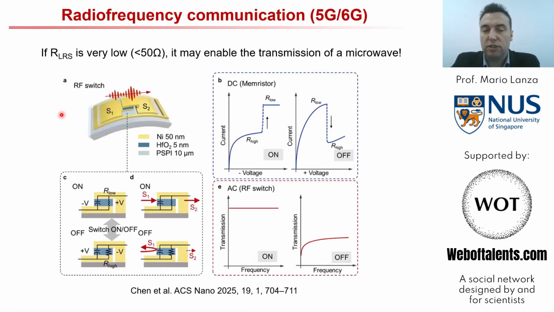Another interesting application of memristors is the use as radio frequency switch. And it has been demonstrated that if the memristor has a resistance in the low resistive state that is below 50 ohms, then one microwave can be transmitted. And in the high resistive state, the microwave can be blocked.